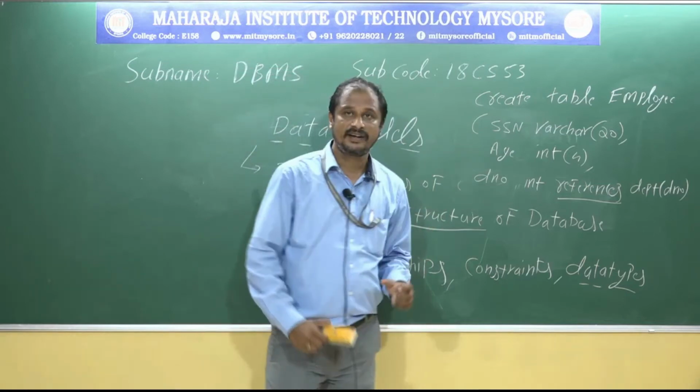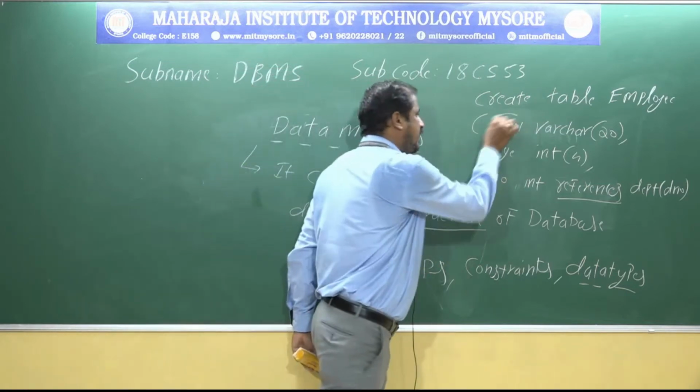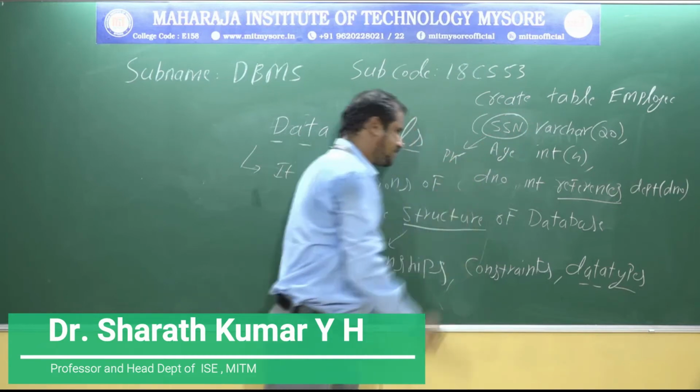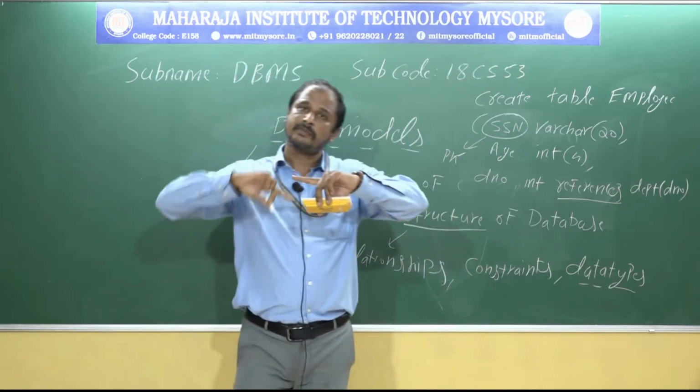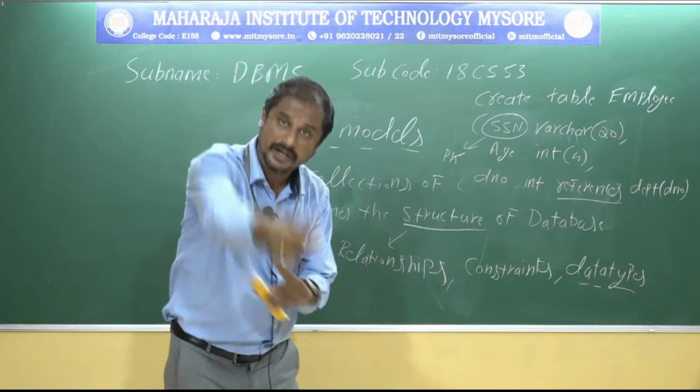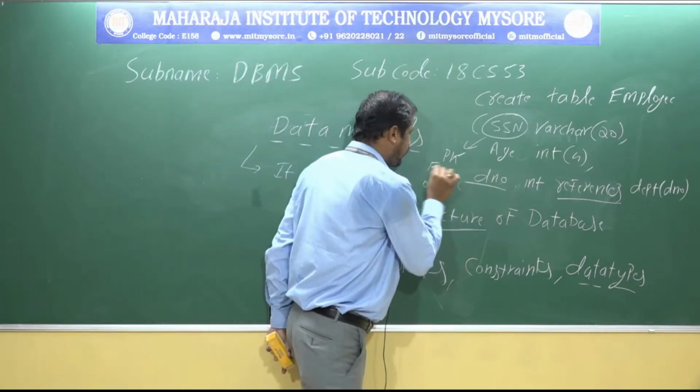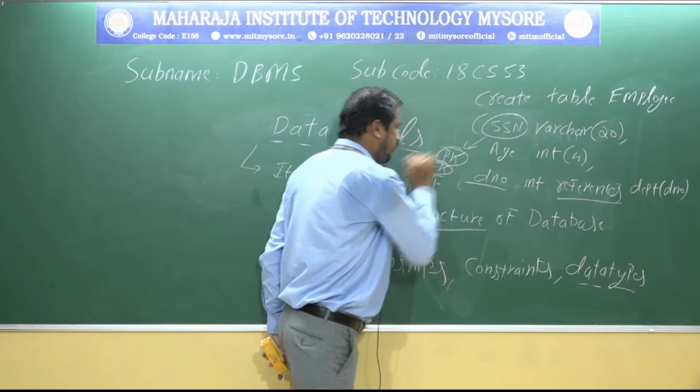So SSN defines the primary key. What do you call as PK? So department number integer references department number, that is foreign key, FK. That is called foreign key.